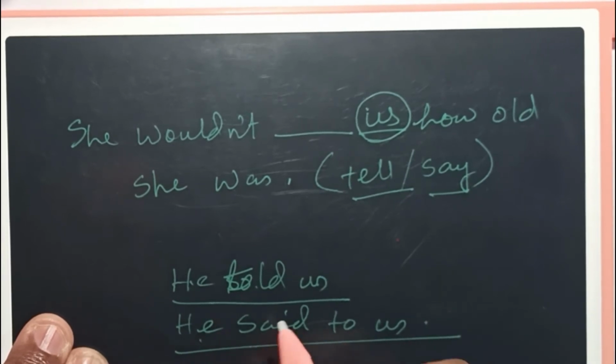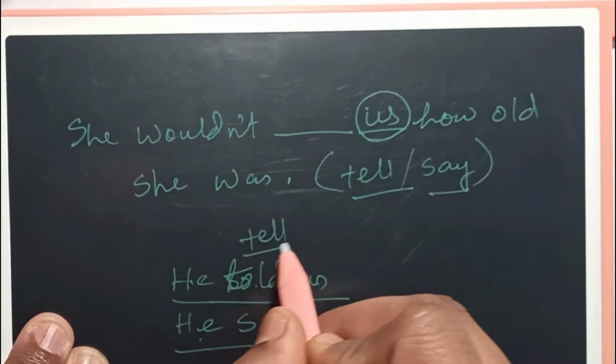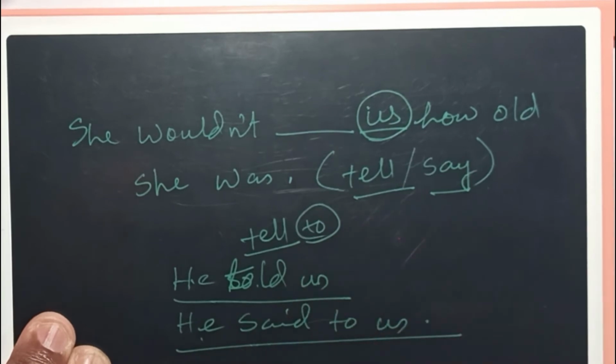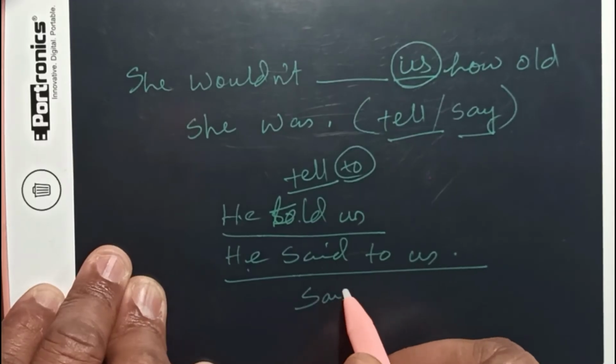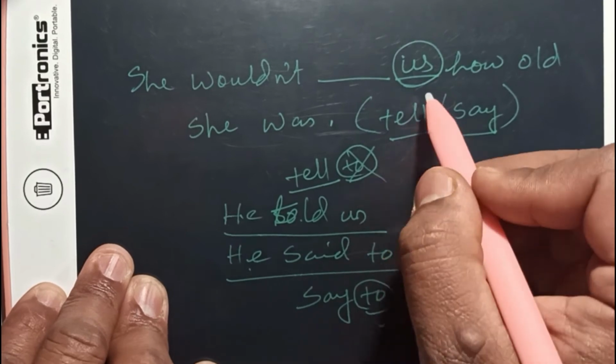If we use tell, then we do not use this to. When we use say, then we have to use this to. So this is the difference. Here we don't use, here we use. So us is there.